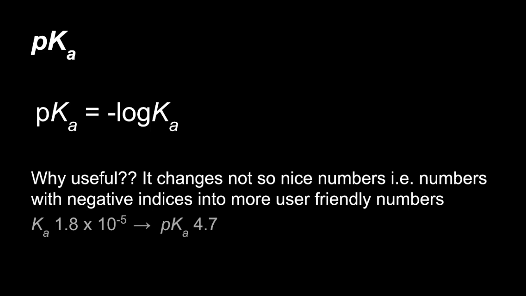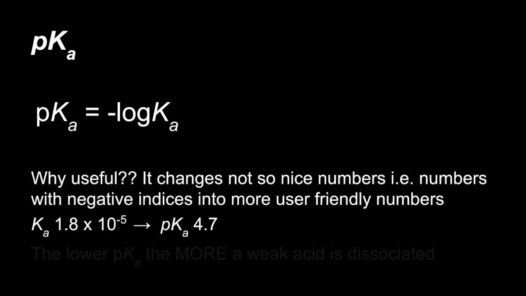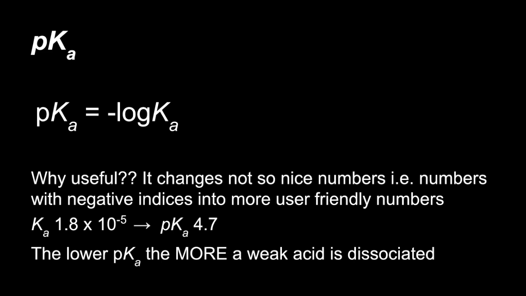So for example, if you've got a Ka value of 1.8 times 10 to the negative 5, if you minus log that, you get pKa of 4.7. So a more user-friendly number there. And as is the case with pH and H+ concentration, the lower the pKa value, the more the weak acid is dissociated, because that would mean that it's obviously got a higher Ka value.